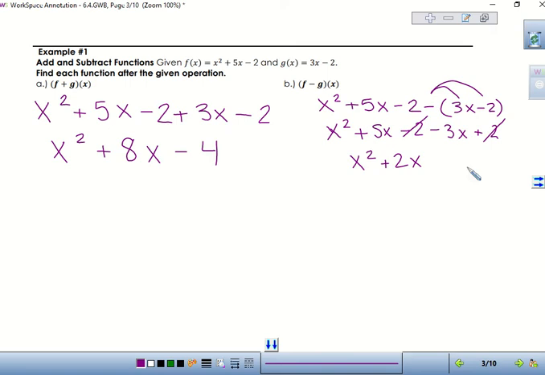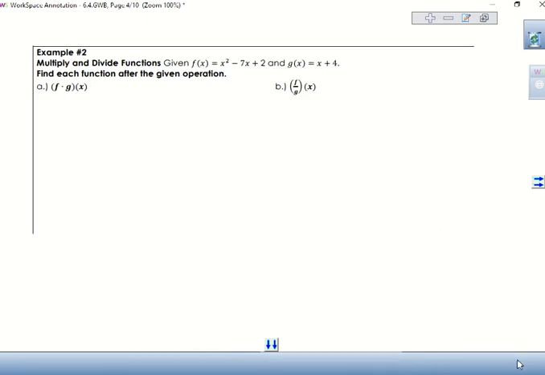I will say one of the number one mistakes I see in general across the board in all the classes I teach is people not distributing the negative. So don't be one of those people. Distribute your negative. All right.